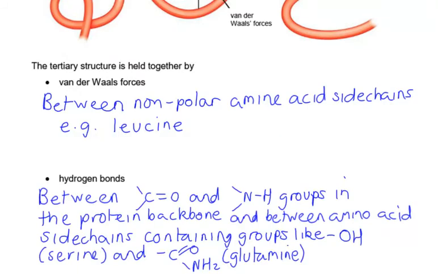Van der Waals forces are formed between non-polar amino acid side chains, such as leucine, and hydrogen bonds can either be formed between the carbonyl and NH groups in the main chain of the protein, in the backbone, or between amino acid side chains that contain groups like hydroxyl groups, which are found in serine, or the CONH2 group that's found in glutamine.